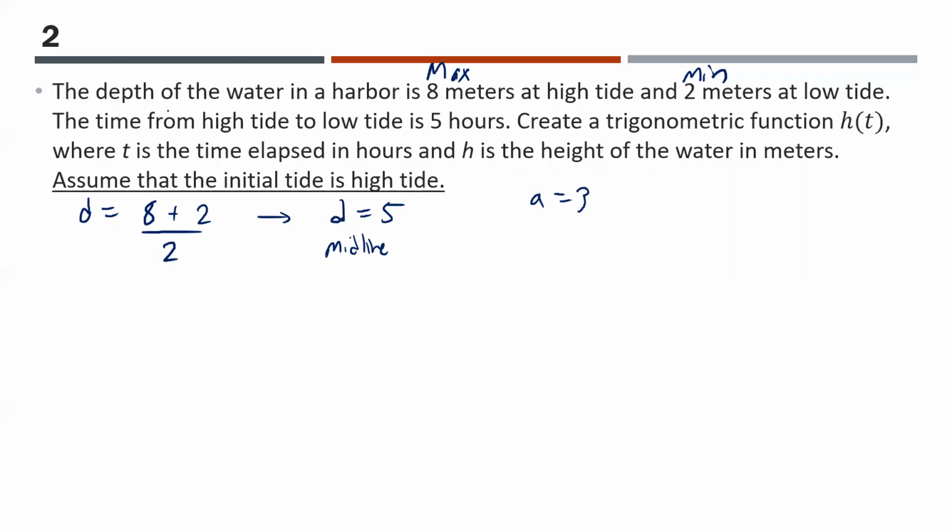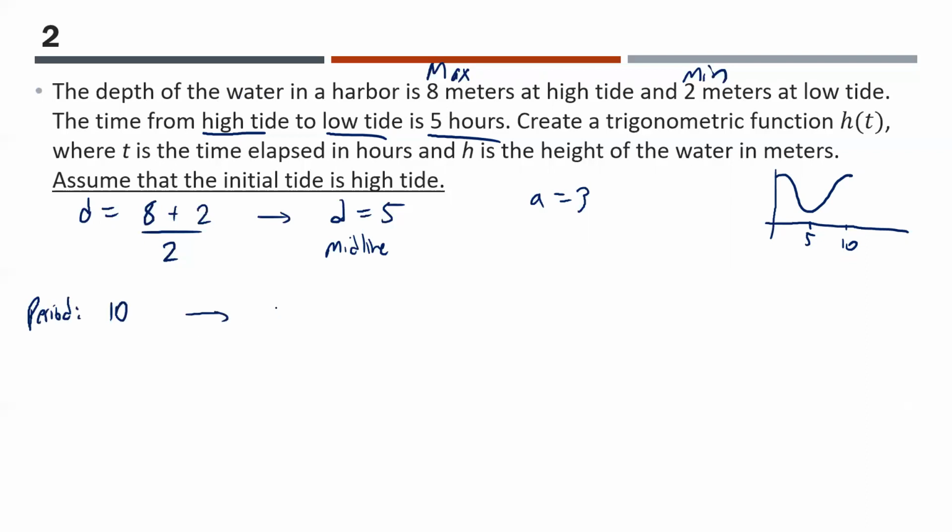The next thing I see is the time from high tide to low tide is 5 hours. If you think about this in terms of a picture, and again, we're assuming we're starting at a high tide, so it's going to go high tide, low tide, and then high tide, and so on. Notice from high tide to low tide, that's 5 hours. That means a full period isn't 5 hours, but a full period is rather 10 hours, because a full period takes you from where you started back to where you were again, right? So in other words, 10 hours is our period, so period is 10.